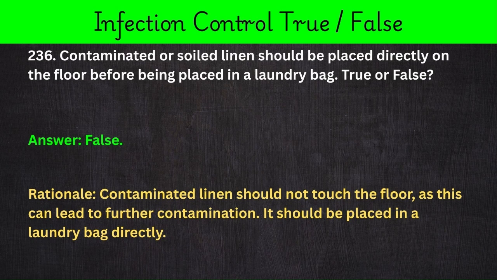236. Contaminated or soiled linen should be placed directly on the floor before being placed in a laundry bag. True or false? Answer: false. Rationale: contaminated linen should not touch the floor, as this can lead to further contamination. It should be placed in a laundry bag directly.